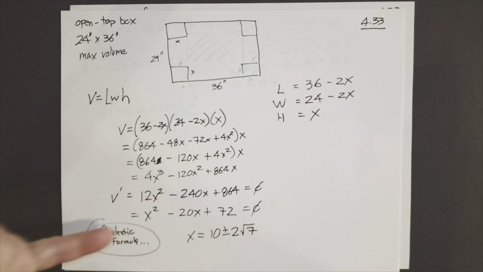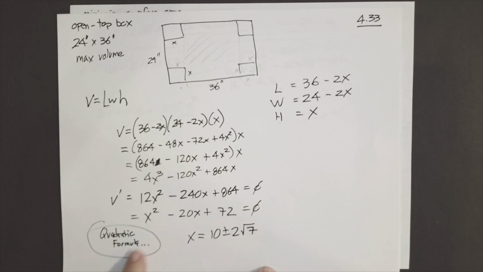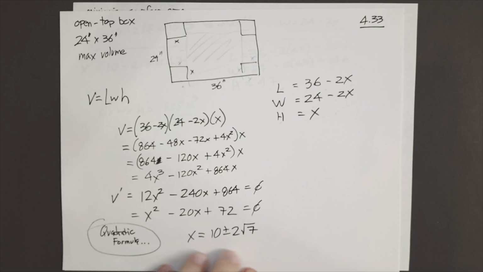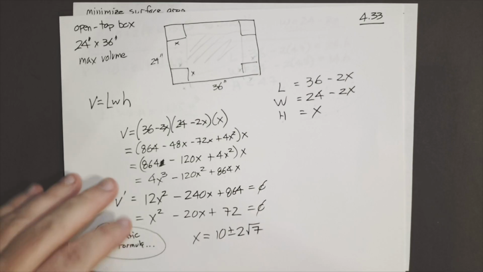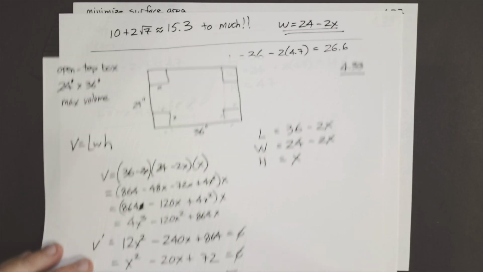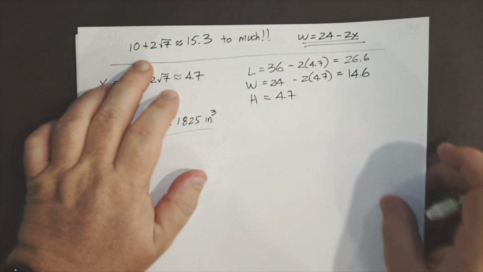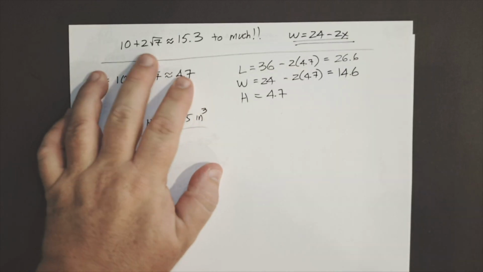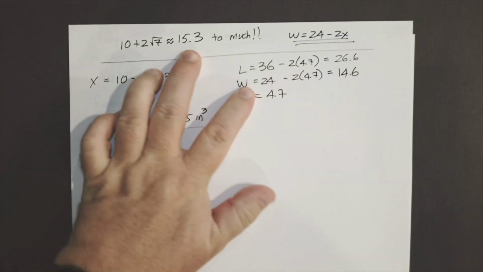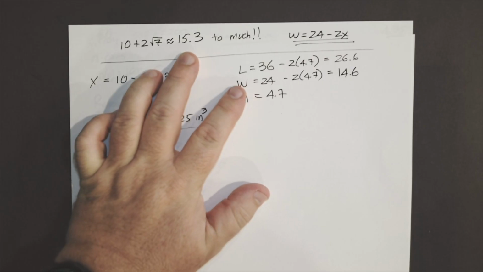Everything's divisible by 12, and it looks like I have a quadratic formula here. Plug that in your calculator or whatever you need to do, and I get 10 plus or minus 2 square root of 7. So we get two answers here. I want to look, first of all, at this bigger answer right here. If you look at the decimal value of this, it's 15.3 basically.